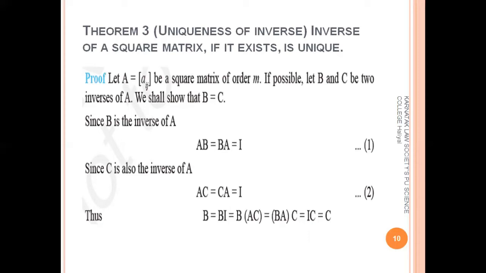Let A = [aij] be a square matrix of order m. We will use two inverses here. If possible, let B and C be the two inverses of A. We need to show that B is equal to C, because the statement says it is unique. So first we take B. B is the inverse of A.